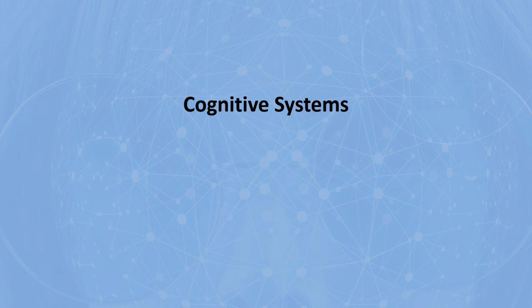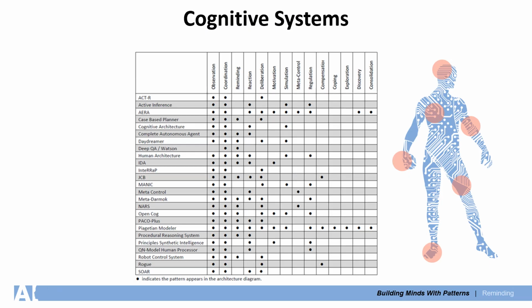What is a cognitive system? A cognitive system is a software and hardware implementation of a cognitive architecture. It is the instantiation of an artificial mind. There are a number of cognitive systems that have been researched extensively. Here is a chart of some cognitive systems and the design patterns they implement.